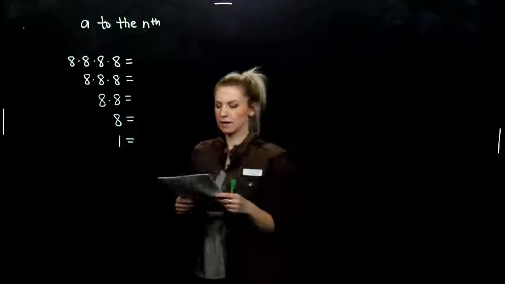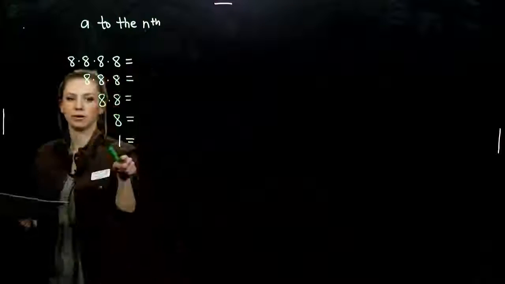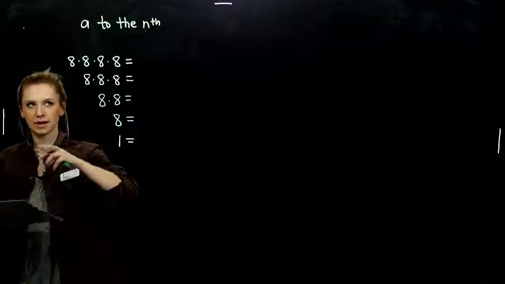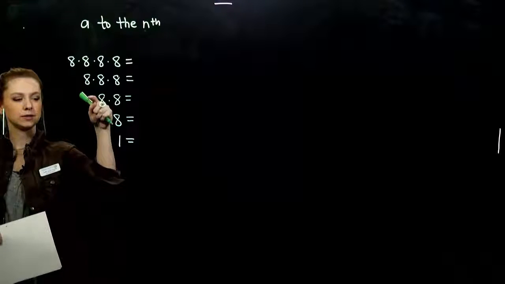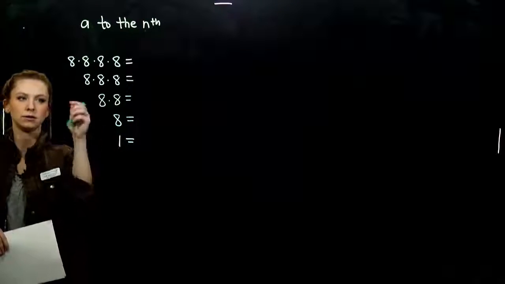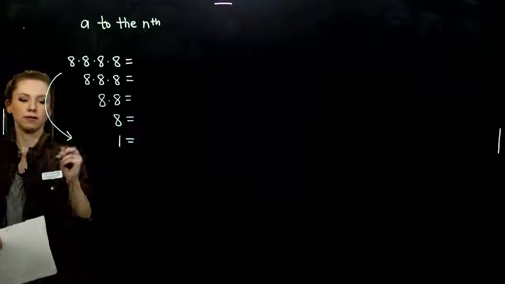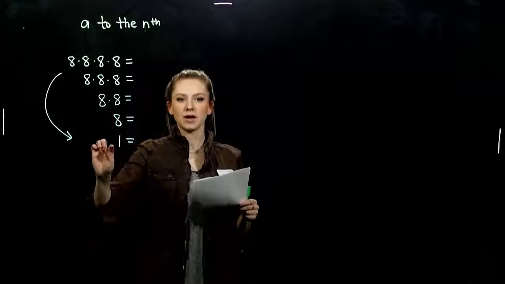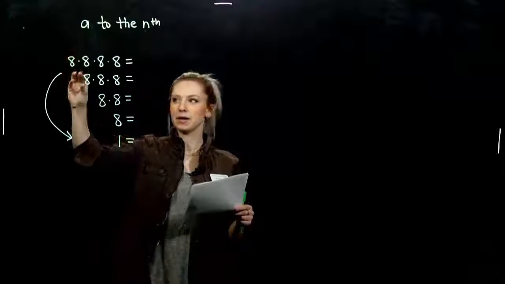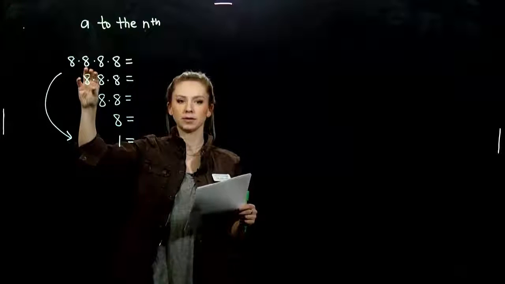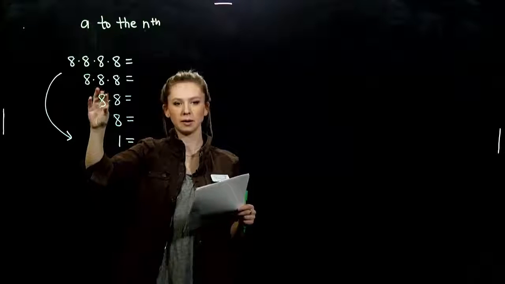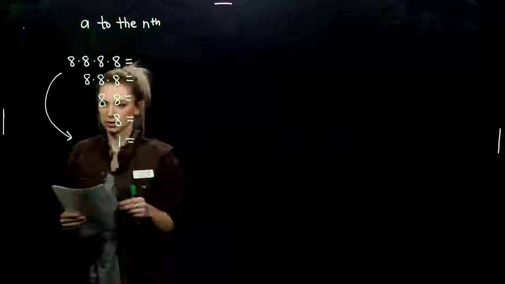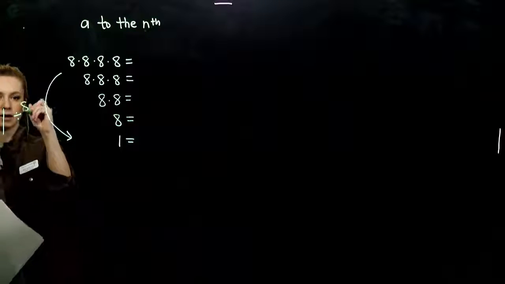So we're going to start looking at patterns coming out of this lineup. On the left-hand side, what's happening every single time we move down a line? So as I'm moving down on the left, from line to line, what's happening? We're dividing by a factor of 8. So I divide by 8, and that one's gone. Divide by another factor of 8, that one's gone. Divide by another factor of 8, we're here. Divide by 8, we're at 1. So on the left, we're dividing by 8 each time.